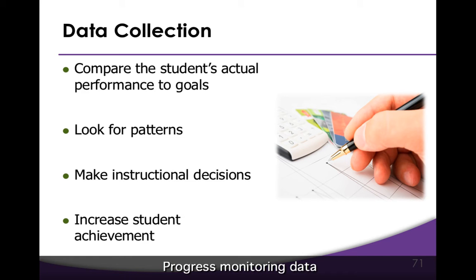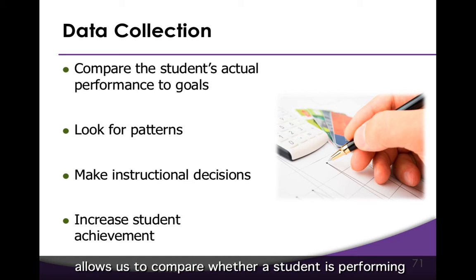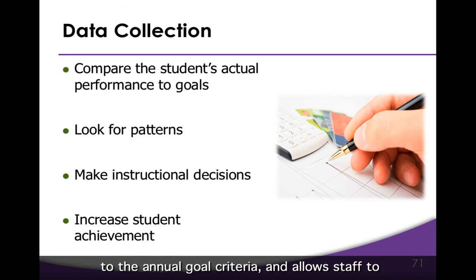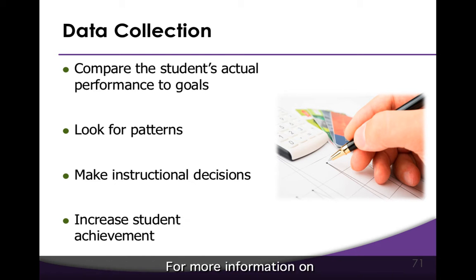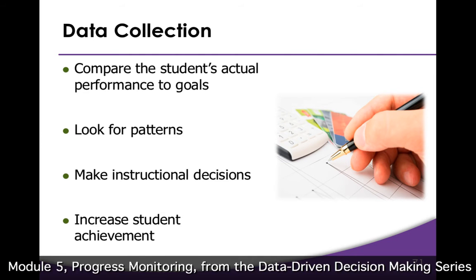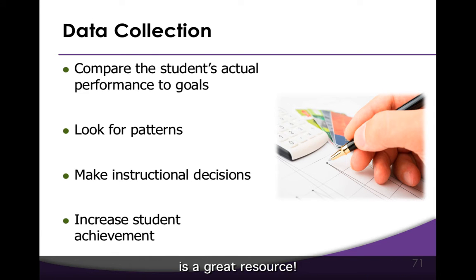Progress monitoring data allows us to compare whether a student is performing to the annual goal criteria and allows staff to identify patterns of progress or lack of progress. The data should be used to make instructional decisions based on the student's progress or lack of progress, which then leads to increased student achievement. For more information on data analysis and decision points, Module 5, Progress Monitoring from the Data-Driven Decision-Making series is a great resource.